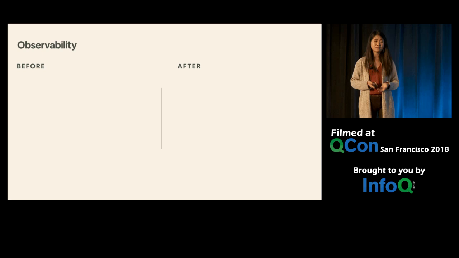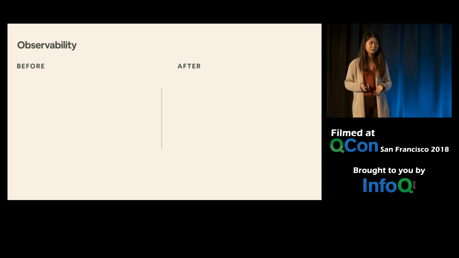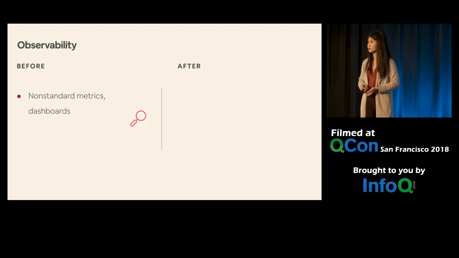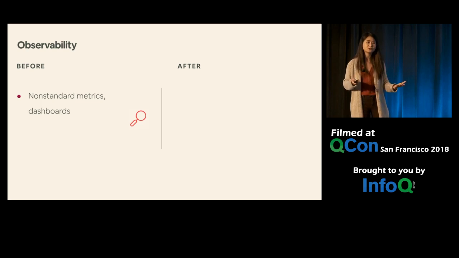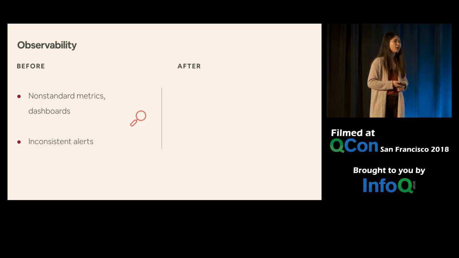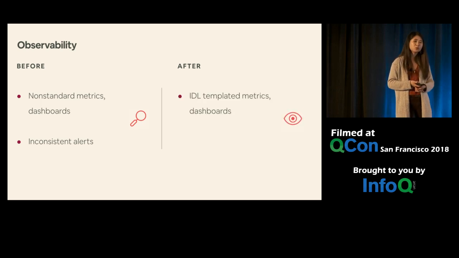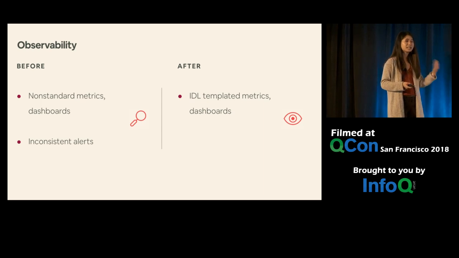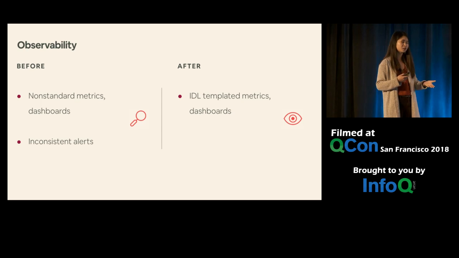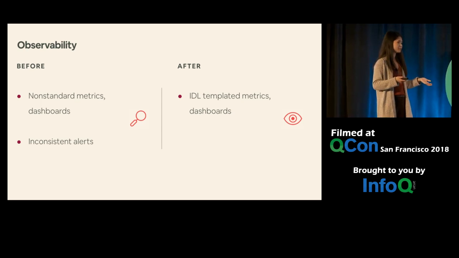Observability has gotten a lot of benefits from our standard frameworks as well. Previously, service owners were responsible for defining their own metrics and dashboards, and this ended up being done in a non-standard way. Alerts were inconsistent or incomplete, but now, with our IDL, auto-generating a lot of code for us, gives us templated metrics that we don't even need to define. It's all done in the auto-generated template framework for us.